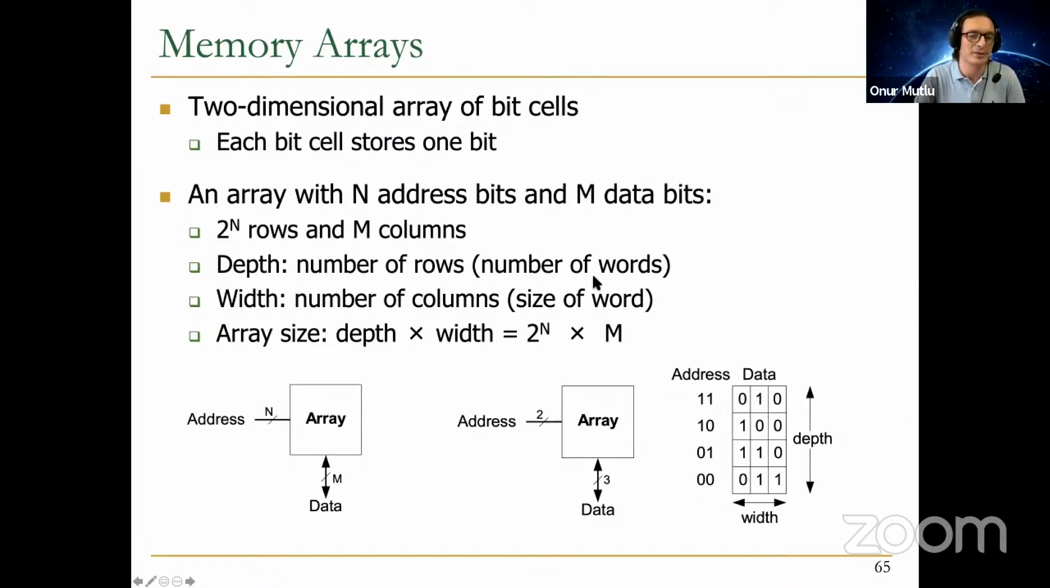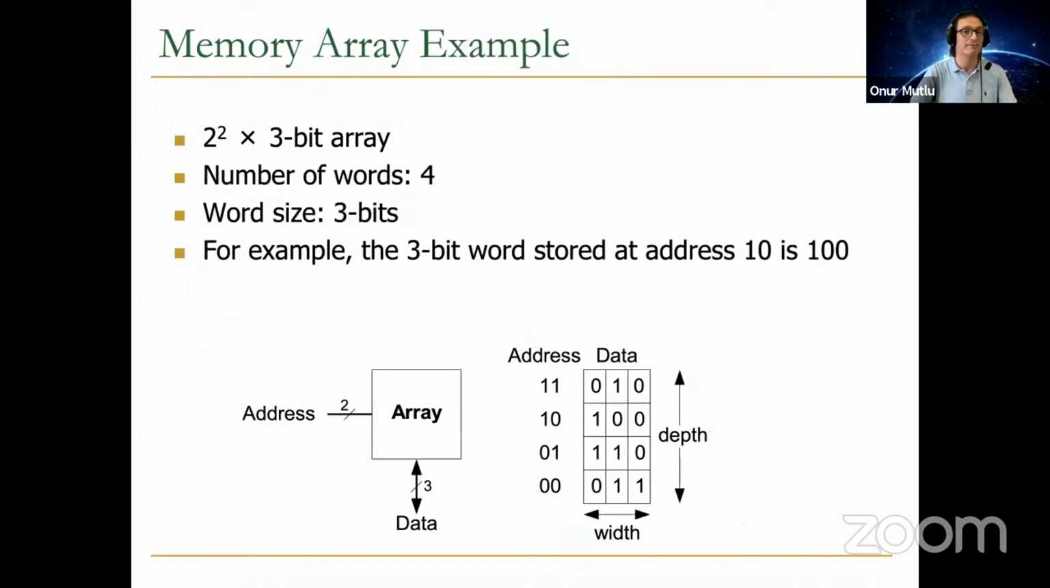Don't get too stuck on the terminology. It's basically rows and columns in the end. And the array size is really the multiplication of the depth and width, 2 to the n times m. And you can see an example over here, 2 times 3, which is also the example in the previous thing. Okay, basically, this is the example that we've seen.